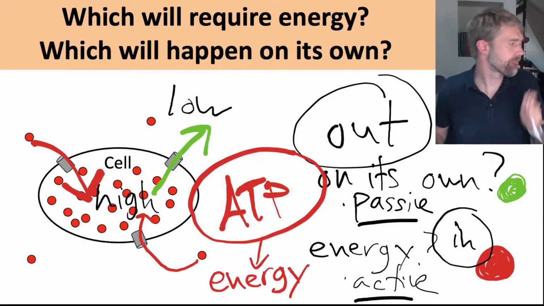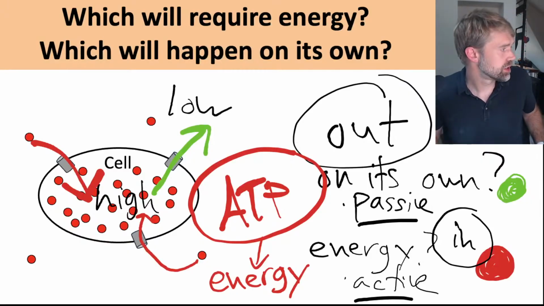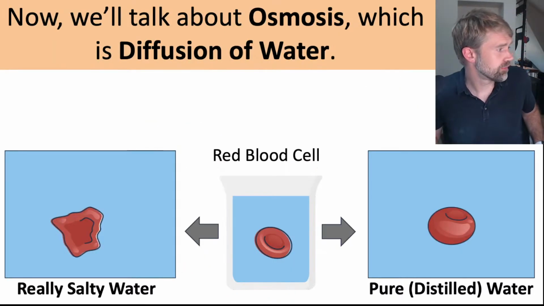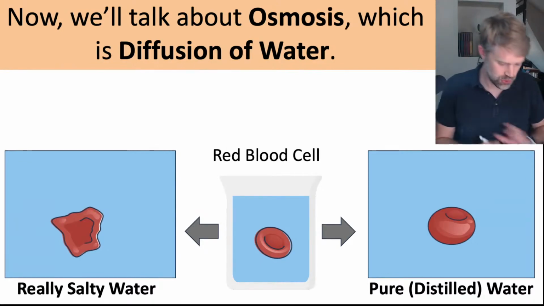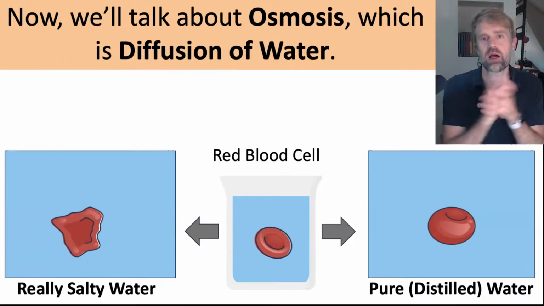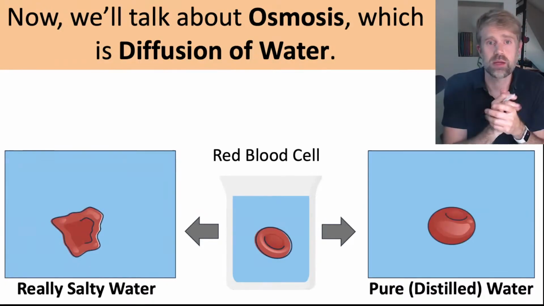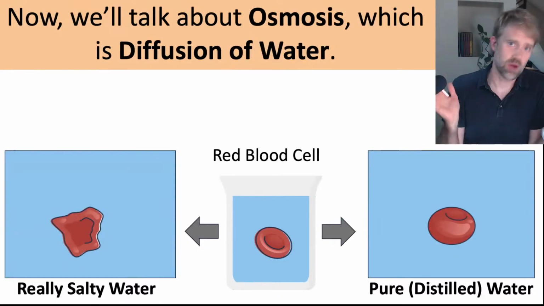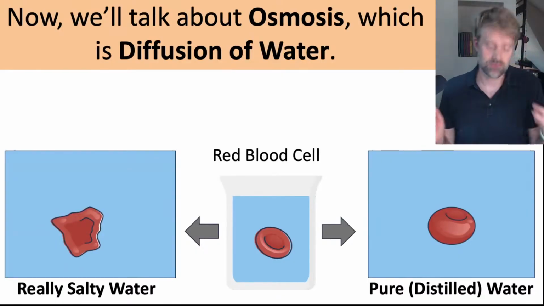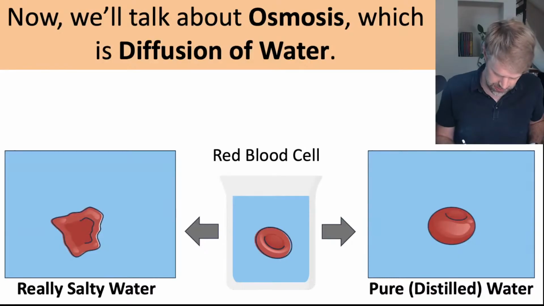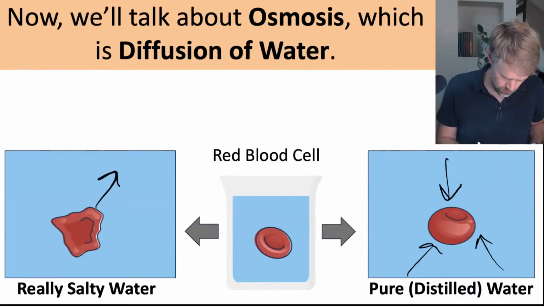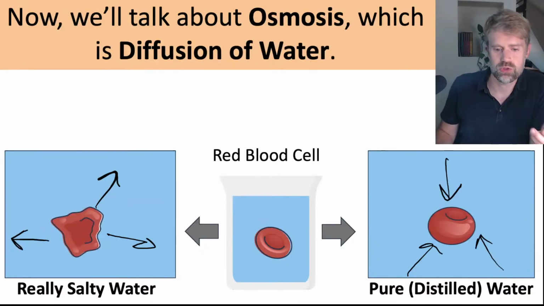So let's move on here. Now we're going to talk about osmosis, which is diffusion of water. At a very high level, that's what osmosis is. Previously we've been talking about other types of stuff. Now we're going to be talking about diffusion of water, right? As we said just here, sometimes water goes into cells, sometimes water comes out of cells. Osmosis is movement or diffusion of water.